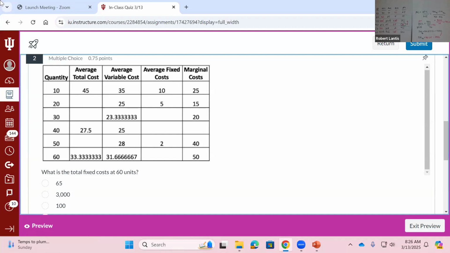Any questions on this slide? I know I went through this a little bit quick here, but it's the same concept as what we did with total costs. We're just using the variable costs. Okay.